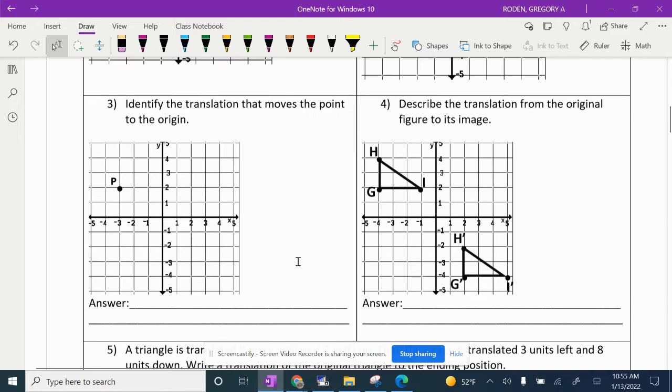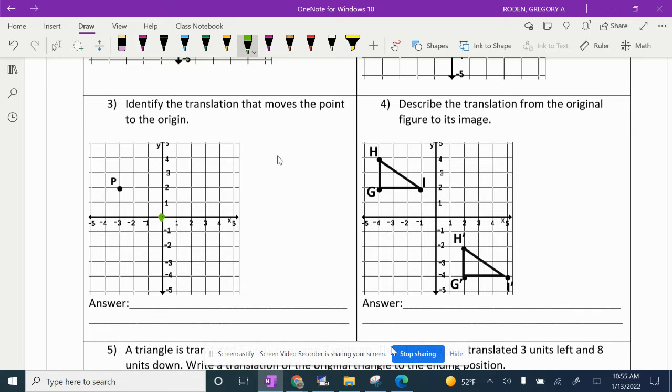Okay, now on this one you have to be very careful, ladies and gentlemen. Okay, listen up. It says identify the translation that moves the point to the origin. Now, you have to understand what the word origin means. The word origin, who can tell me where's the origin on this graph? Andrew, where's the origin on this graph? It's the very center. Okay. This green point is the origin.